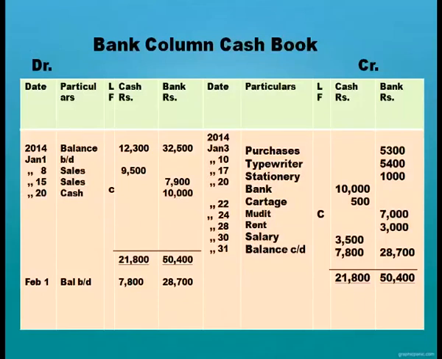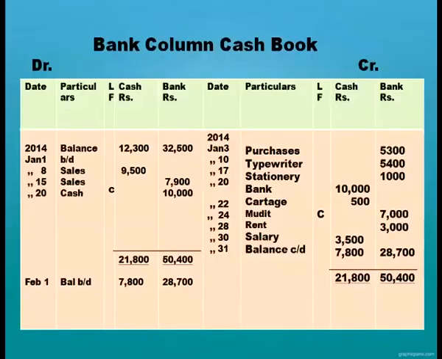Balance of cash and bank. Opening balance: all receipts on the debit side, all payments on the credit side, and you have to balance both columns, cash column and bank column. Here you have to write the biggest total on both sides. The biggest total came to 21,800 in the cash column, and you have to write that amount as total on both sides of the cash book in the cash column.